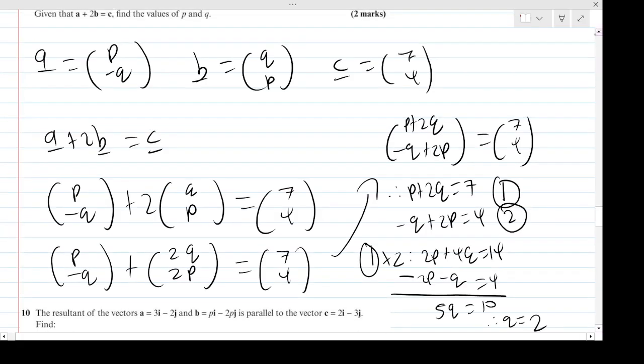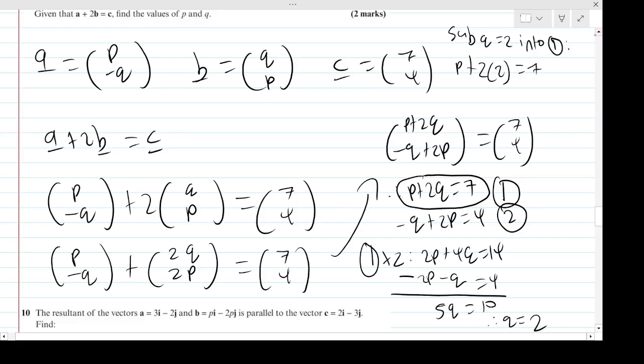Okay, so if I found q is 2, then I can substitute that into either equation to get p. I'm going to substitute that into equation 1, so I'm going to do it up here. Sub q equals 2 into equation 1. And so therefore p add 2q, so I'm using this one, p add 2q, that's going to be 2 lots of 2 equals 7.